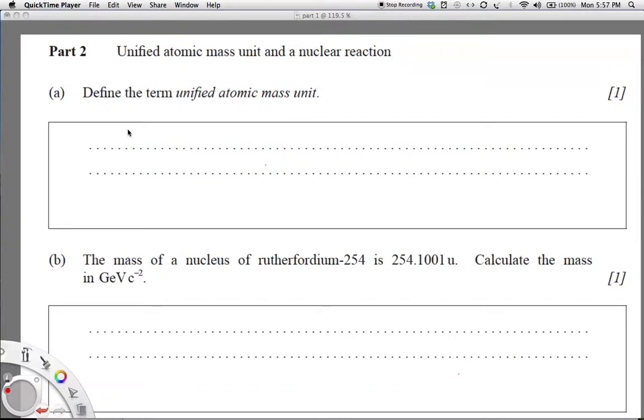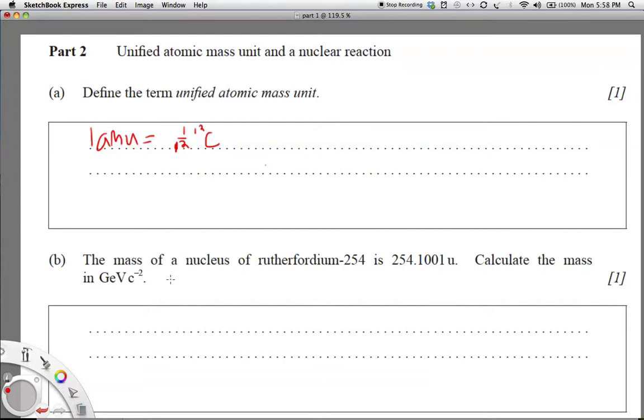Okay, this is topic 7, question 1, part 1. First of all, define the term unified atomic mass unit. The unified atomic mass unit, 1 AMU, equals 1/12 the mass of one atom of carbon-12. All right, that's it.